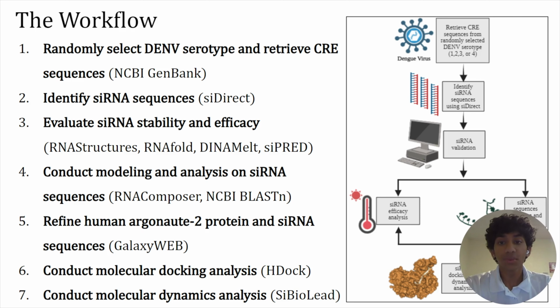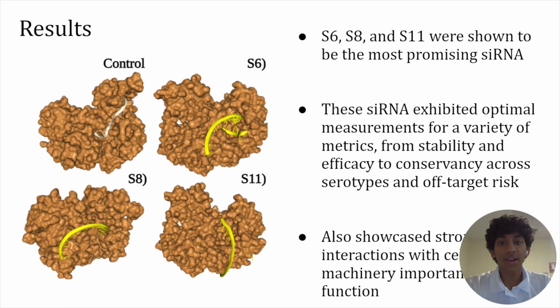Okay, so this is the workflow I actually used. I essentially selected a dengue serotype, identified all potential siRNAs for that serotype, and then ran a gamut of tests in order to narrow down that initial list to the siRNAs with the most potential. 11 potential siRNAs were initially identified. Of those 11, S6, S8, and S11 were shown to be the most promising siRNA molecules developed. These siRNAs showed optimal stability and efficacy, showed conservancy across the serotypes with minimal off-target risk, and showed a strong interaction with the cellular machinery that performs the silencing siRNAs are known for.